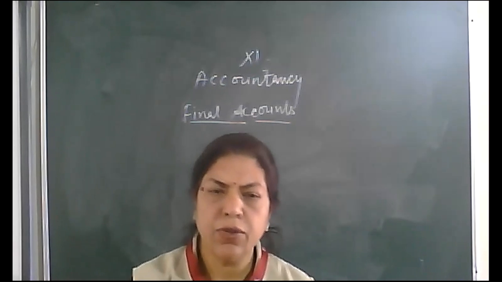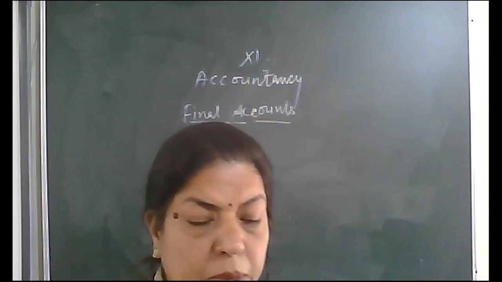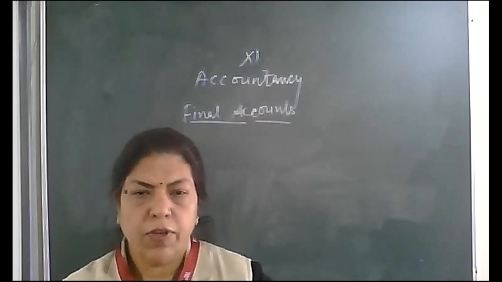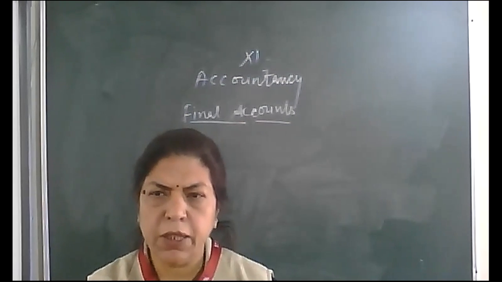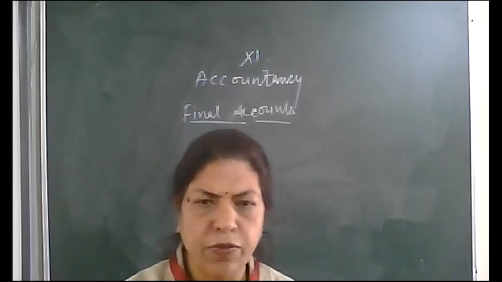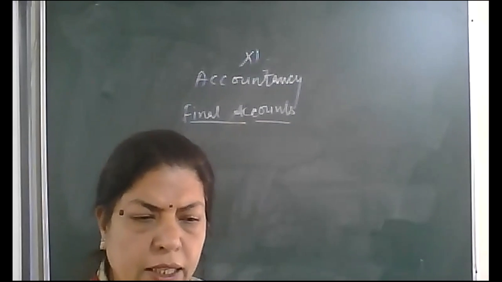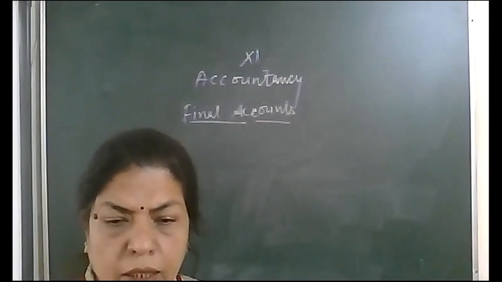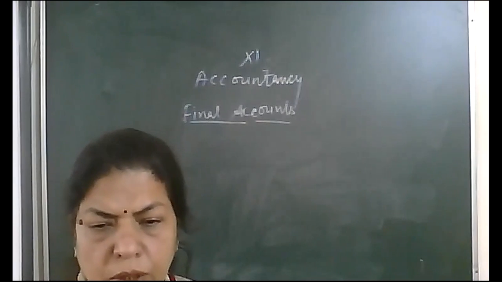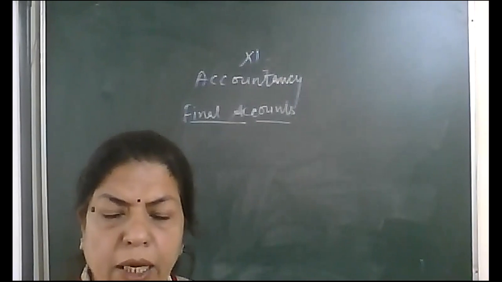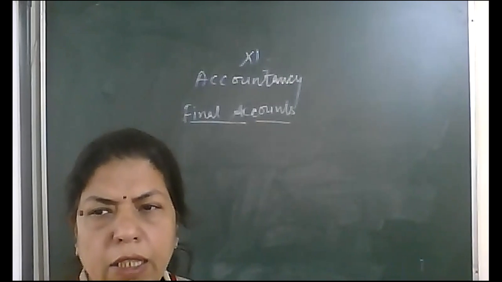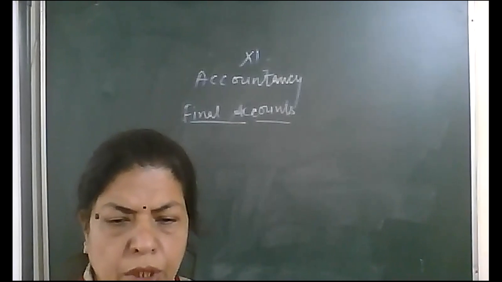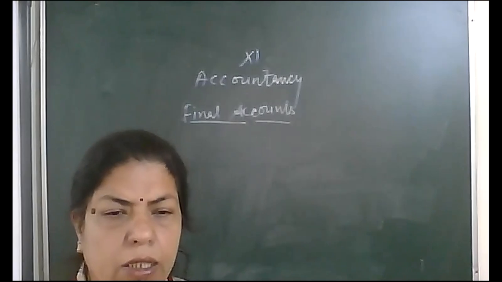In class 11th accountancy, we are on chapter number 9, that is financial accounting, final statements, financial statements. These accounts are prepared at the end of the accounting year. That's why it is known as financial statements. So we are on the completion of this chapter, but today I am going to explain you numericals with the balance sheet.